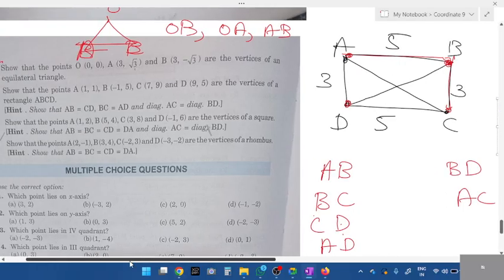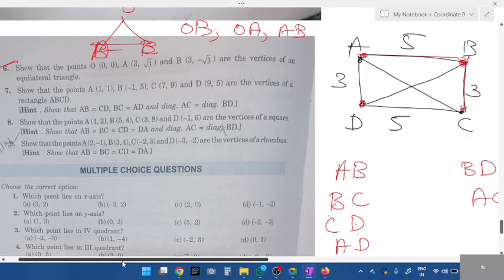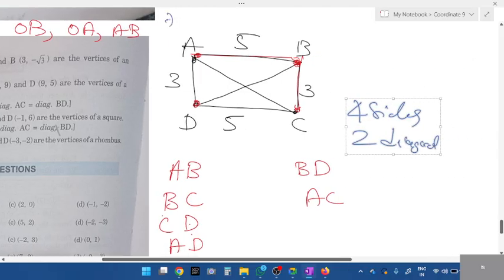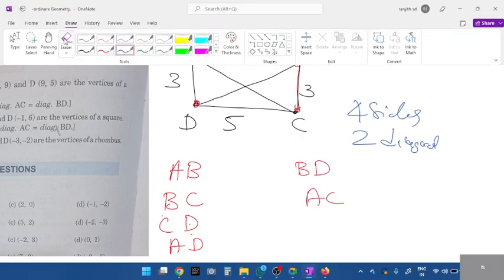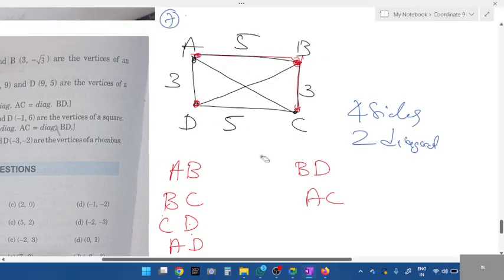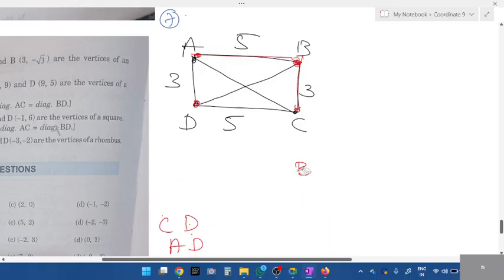Okay, all of you will try this. Seventh question. Start solving, students. Seventh question. Find the side AB, BC, CD, and AD. First, if you want to find, we'll start from AB. If you want to find AB, it should be in order.